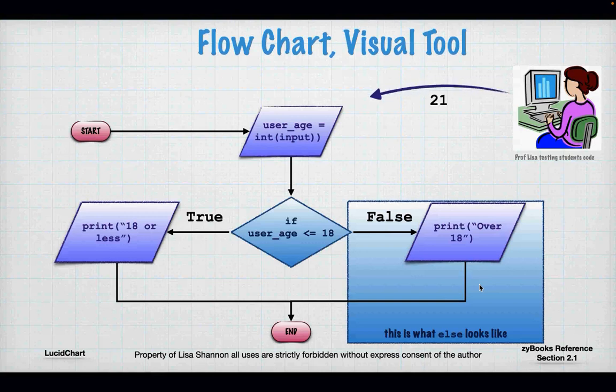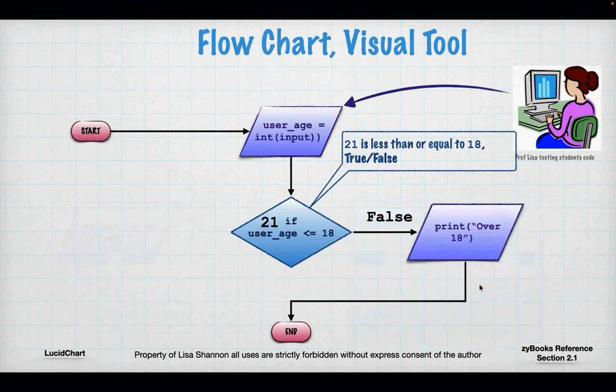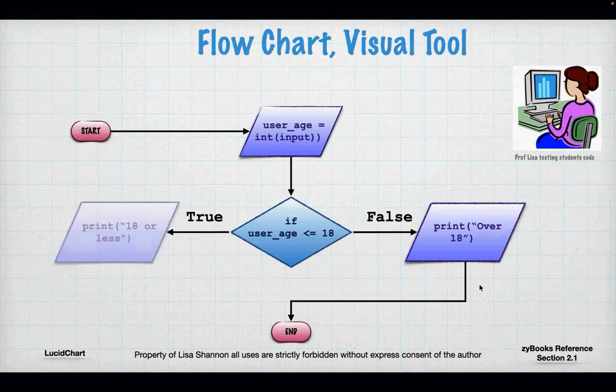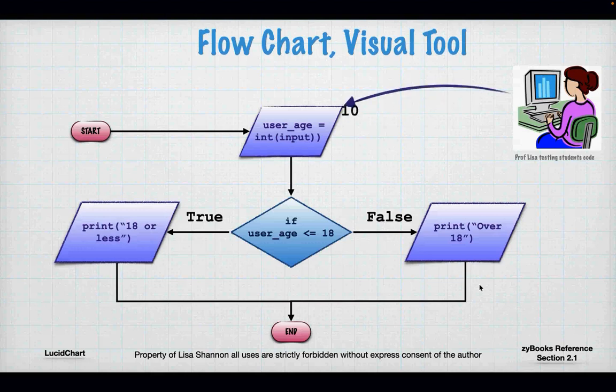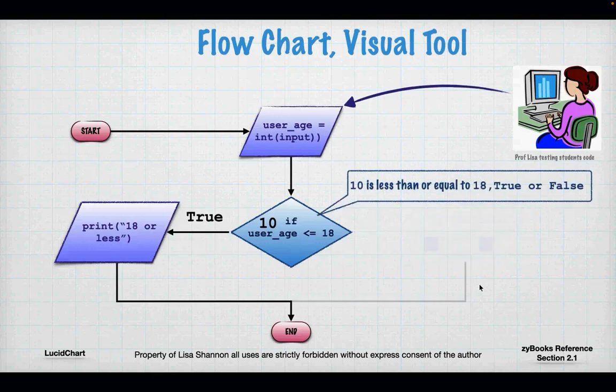So if Professor Lisa is testing your code and she types in 21, user age less than or equal to 18 evaluates to false, everything else goes away. Python doesn't care about anything else, and it's going to print over 18. So now, Professor Lisa enters 10. 10 is less than or equal to 18. That is a true statement. So Python's going to ignore everything else and go down the true path.